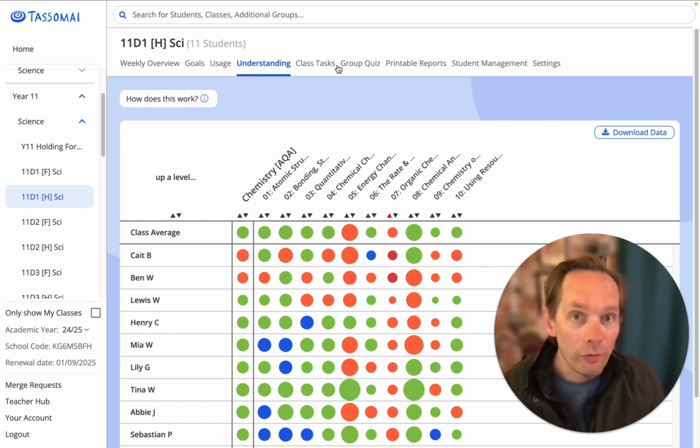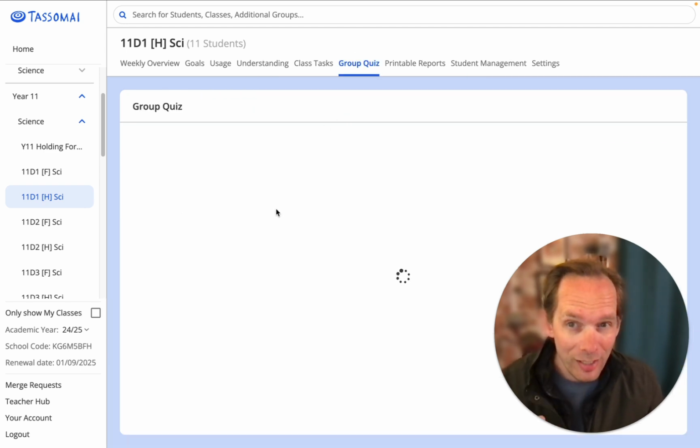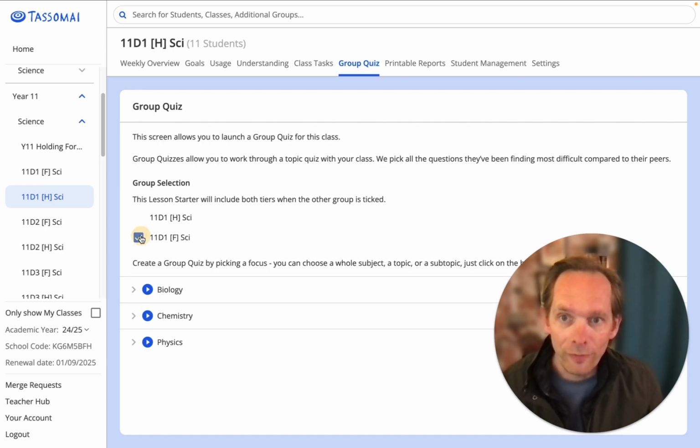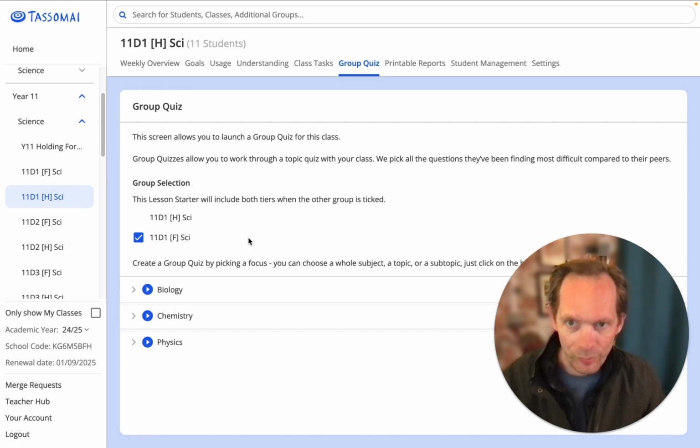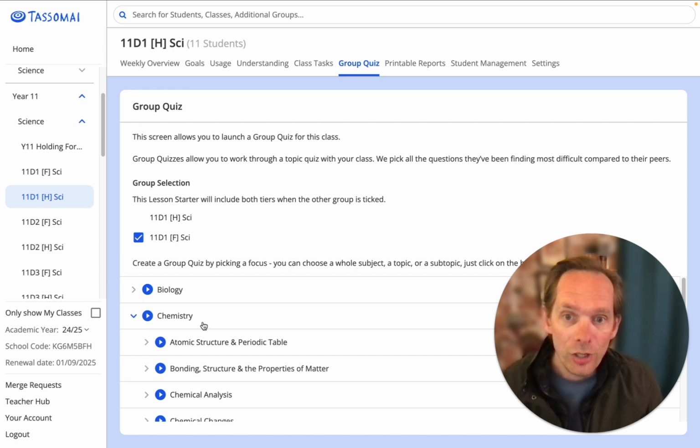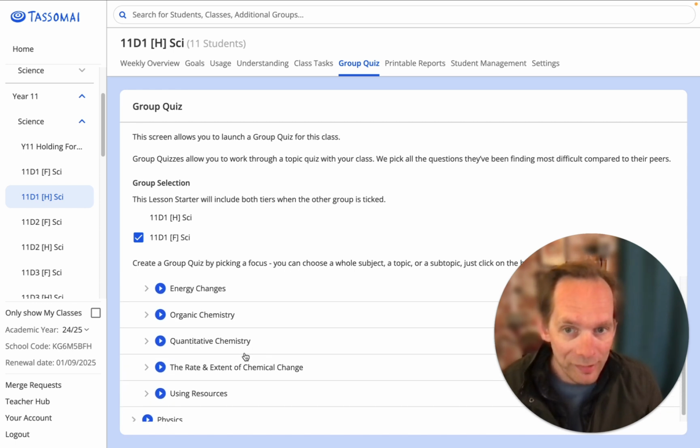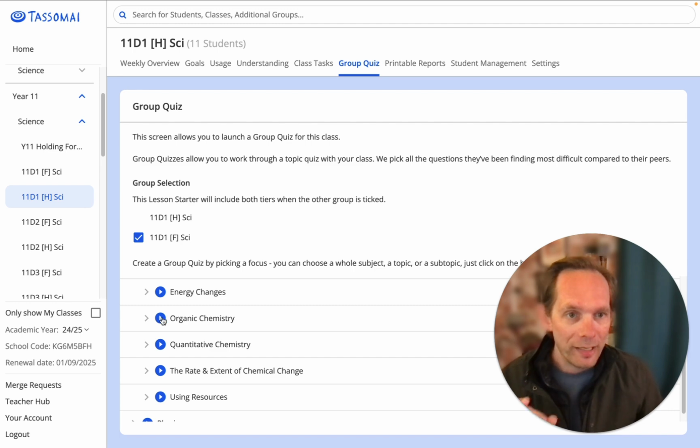So let's do a group quiz for this class in organic chemistry. Now that was just the higher tier students, so let's make sure we include the foundation tier as well in this, because we're all in this class together. And although you could do all of chemistry, all of physics, you can also break down to topic or even subtopic. Let's do a quiz in organic chemistry.